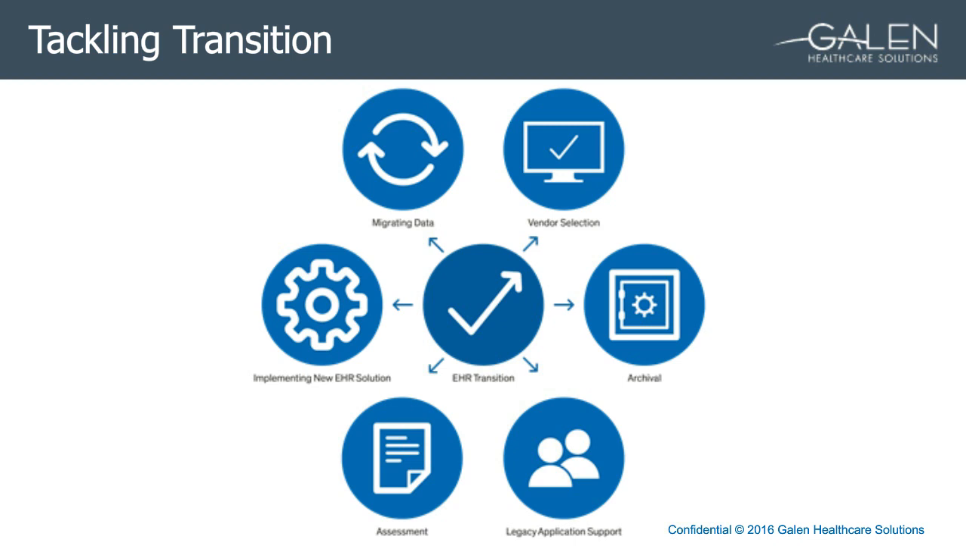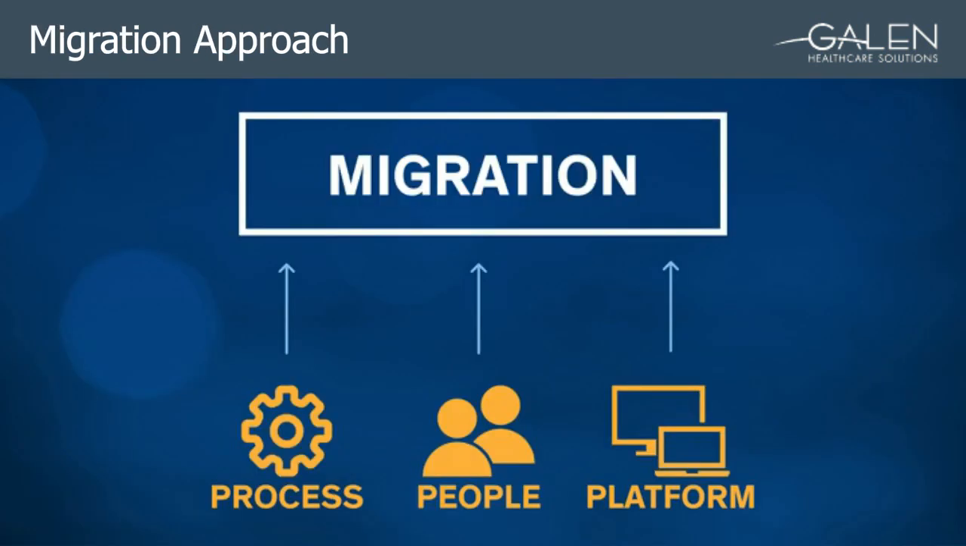Certainly there are many different approaches to data migration, but in general there are really three main elements from our perspective that contribute to a successful data migration. It really starts with the people. Having the right team of people with the right experience is undoubtedly probably the most important aspect.